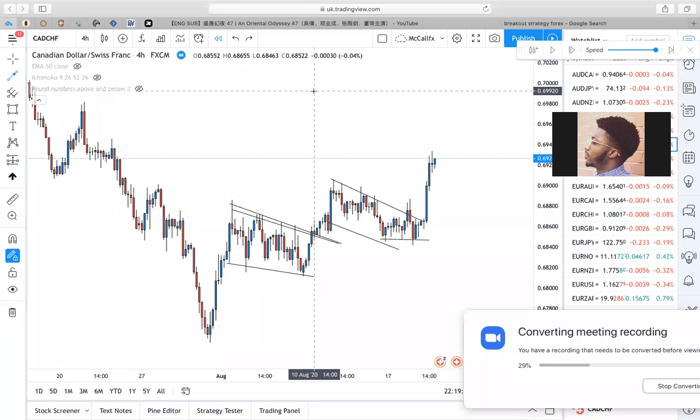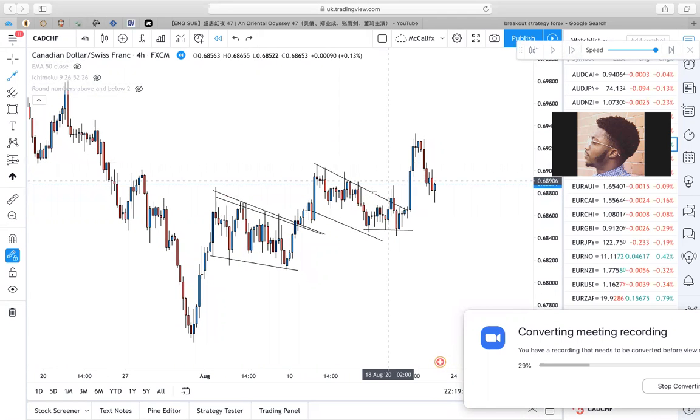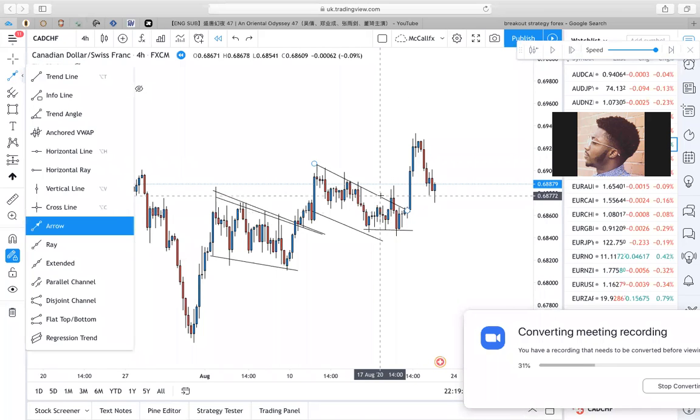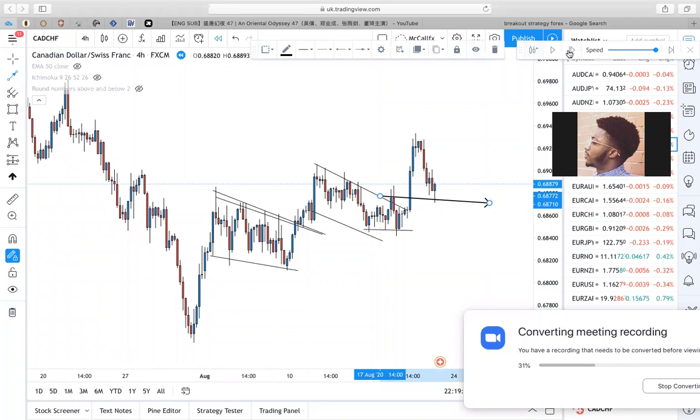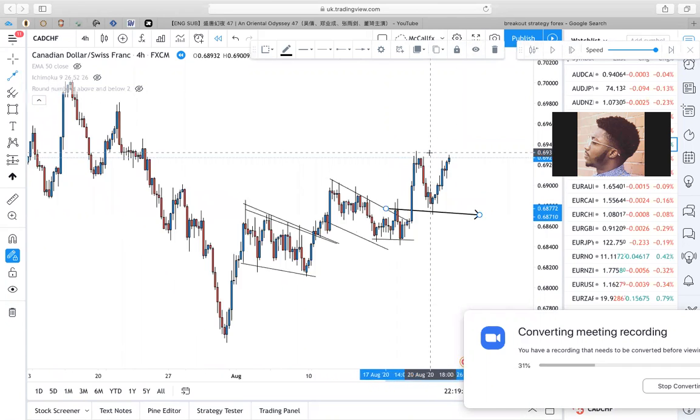All right, so let's see what price does. Price was dropping, price was dropping, price was dropping. So I'll be looking to take buy trades here on my level. All right, let's see. Price went up, and I remember what I told you guys, right?